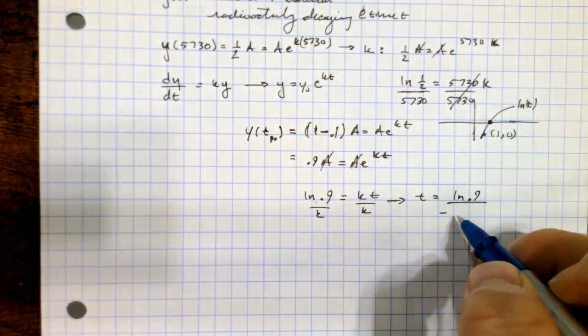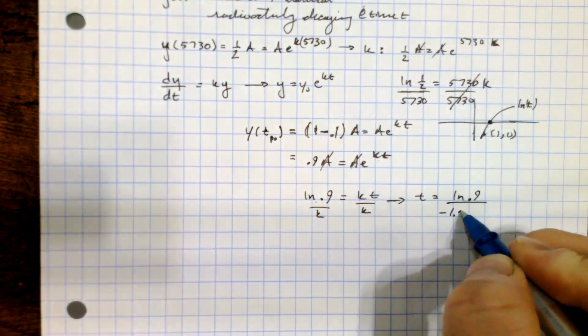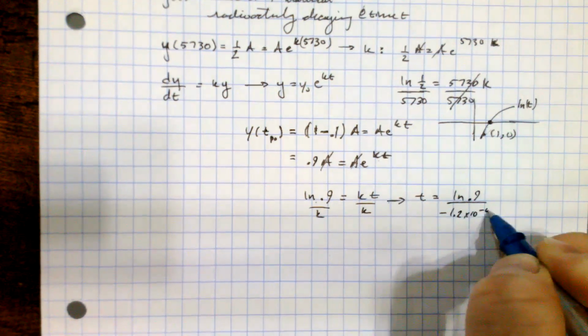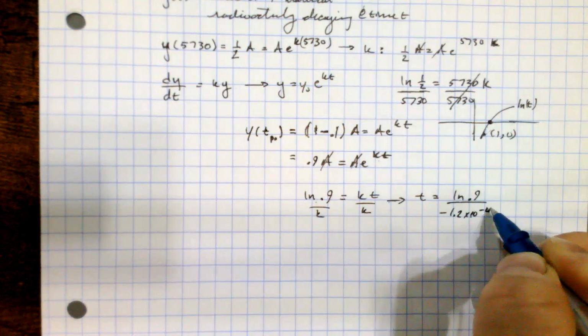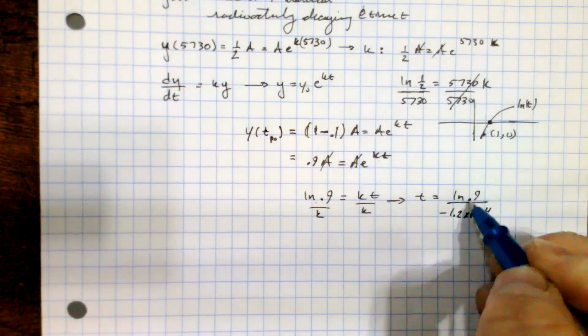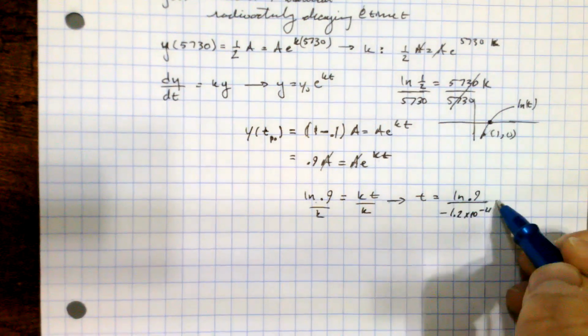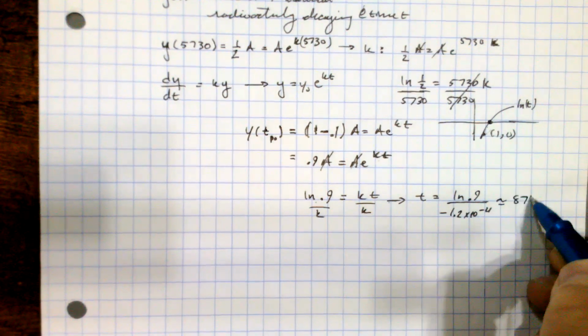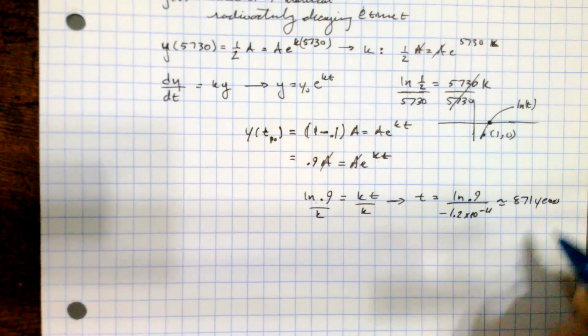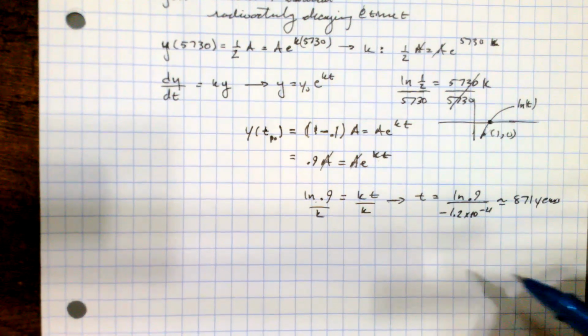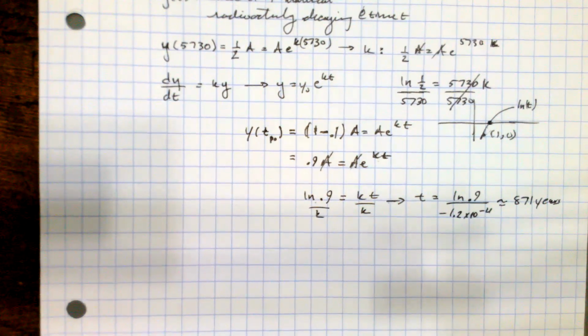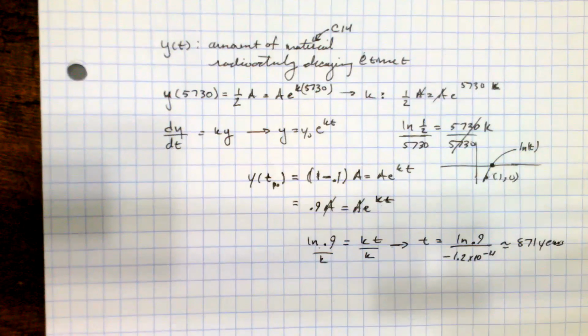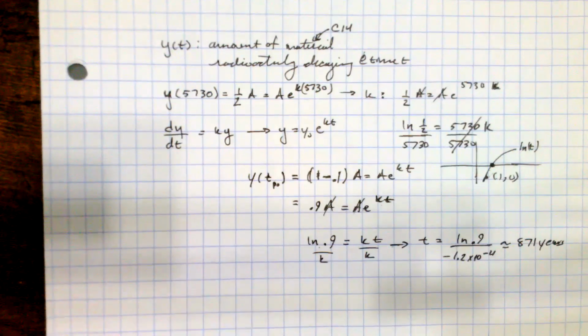This number is negative, roughly 1.2 times 10 to the minus fourth, something like that. Plugging both of those numbers into the calculator, you're going to get that this is roughly about 871 years. So that is the solution to the second example. I hope that was helpful, and I'll see you in the next video.